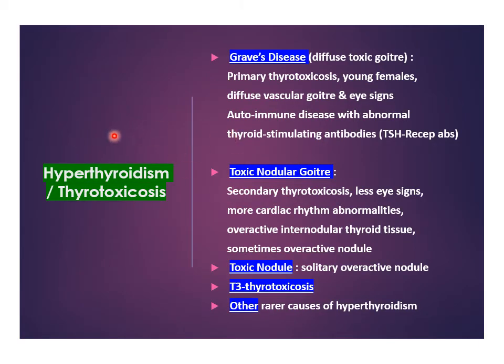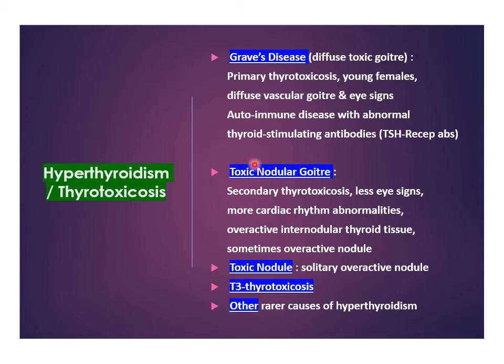Okay, the next group of diseases we will talk about is hyperthyroidism or thyrotoxicosis. These are a few of the conditions associated with hyperthyroidism. The most common is Graves' disease, which is also known as diffuse toxic goiter. In this primary thyrotoxicosis, it affects young females more commonly. Diffuse vascular goiter and eye signs are common. It is an autoimmune disease with abnormal thyroid stimulating hormone antibodies, TSH antibodies.